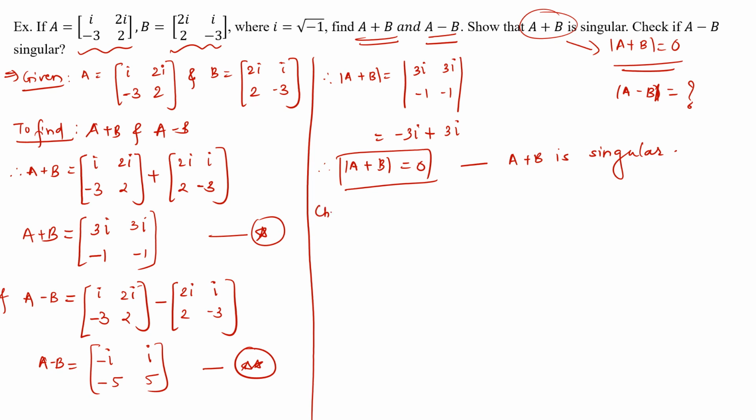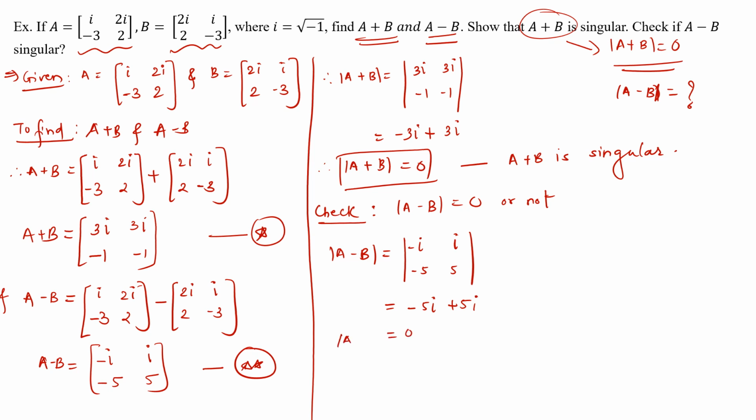Next we need to check if determinant of A minus B is equal to 0 or not. So determinant of A minus B क्या होगा? Determinant of minus iota, iota minus 5, 5. तो ये हो जाएगा. Again value of determinant कैसे find out करते पता है? Minus 5 iota minus minus plus 5 iota, and we observe this is also equals to 0. So determinant value of A minus B is also equals to 0, and this proves that A minus B is singular.